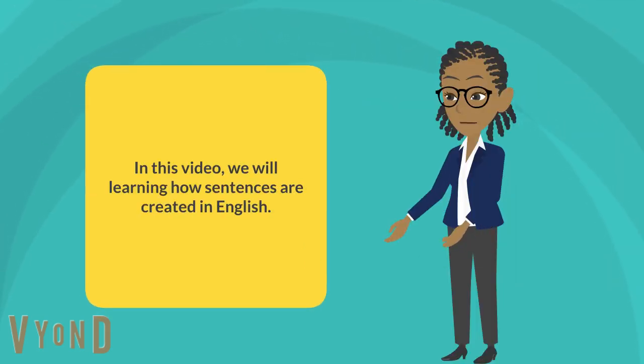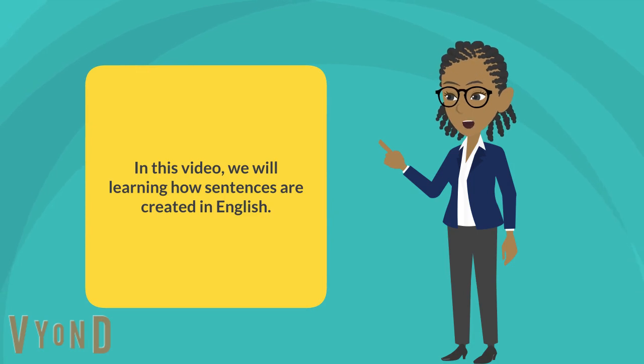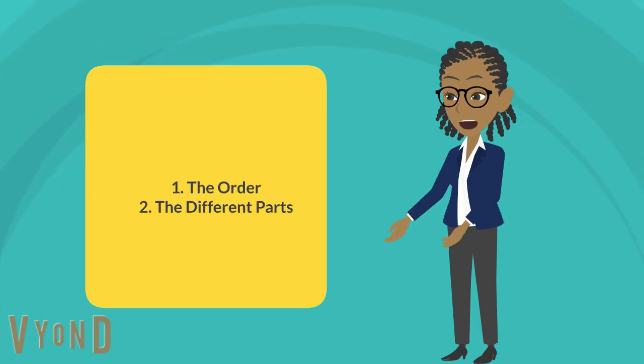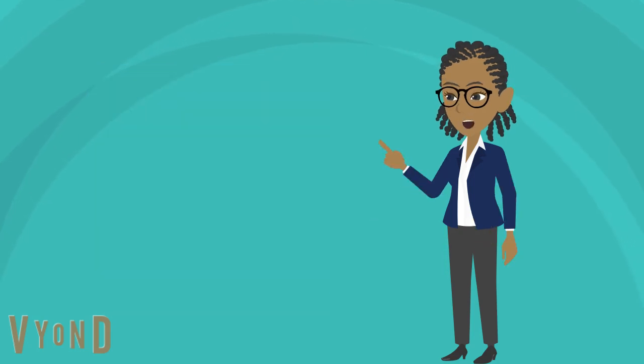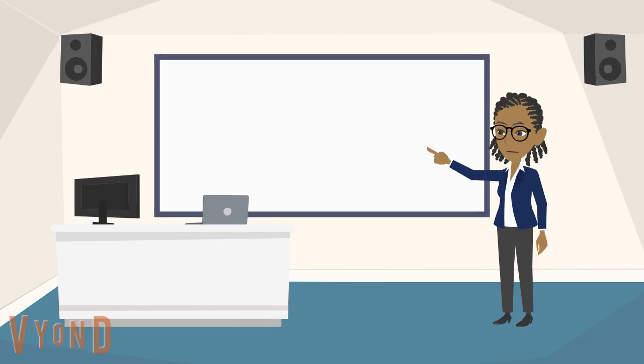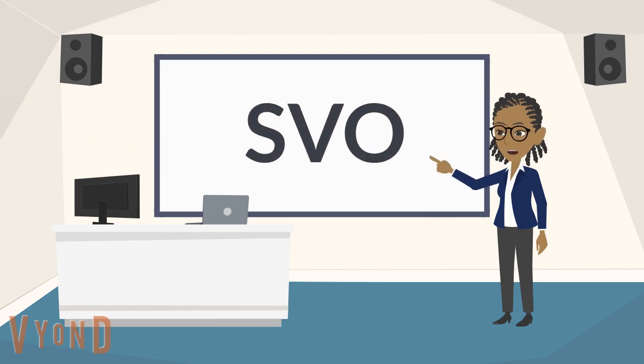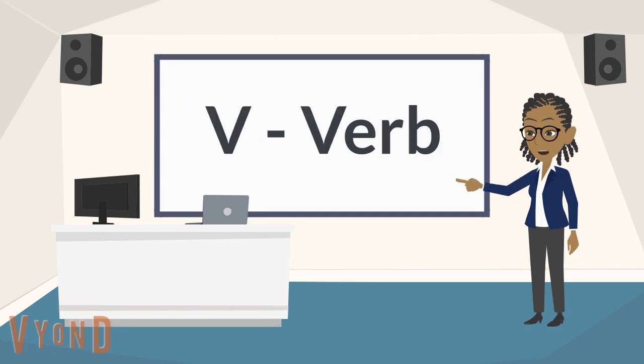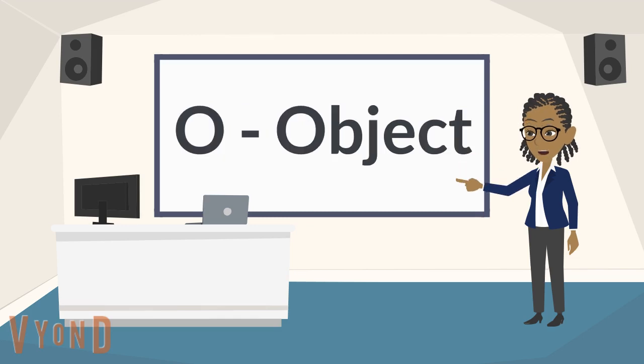In this video, you will learn how sentences are created in English. You will learn the order and the different parts of a sentence. The sentence pattern we use in English is called the SVO sentence pattern. S stands for subject, V stands for verb, and O stands for object.